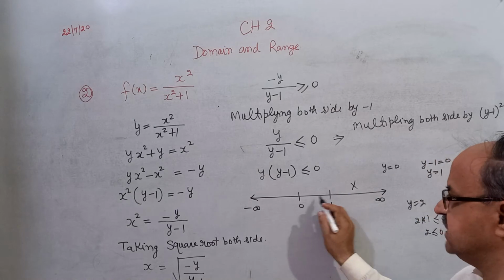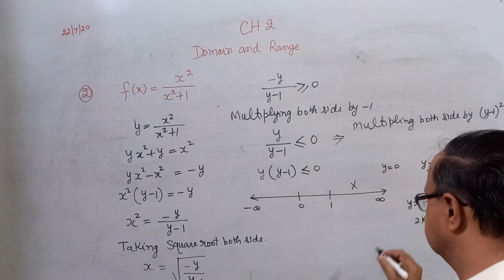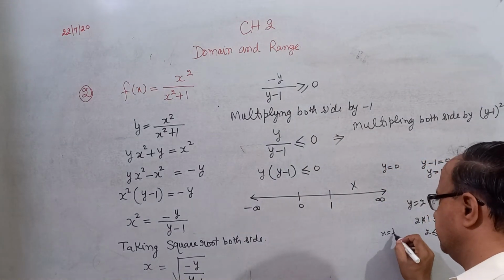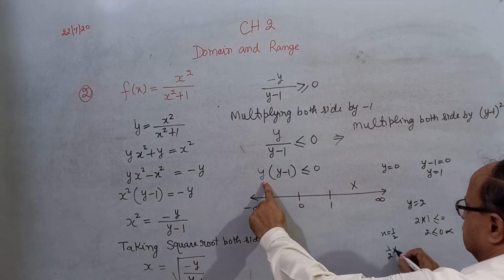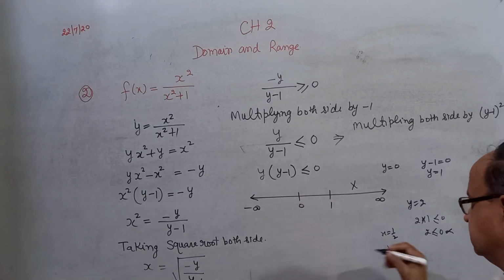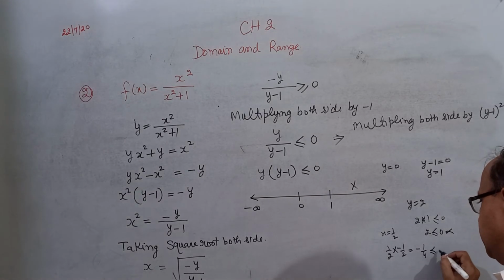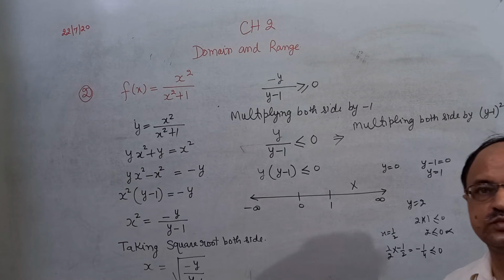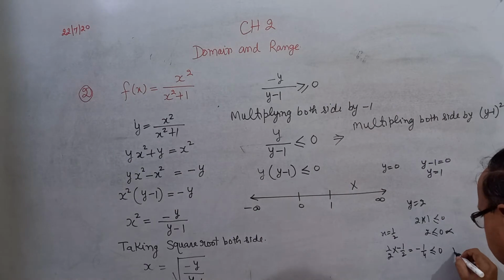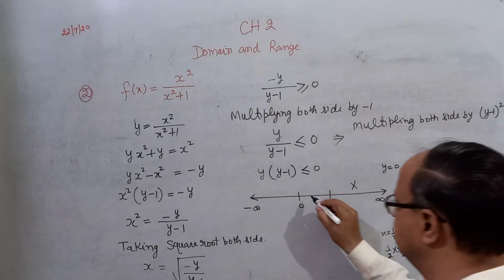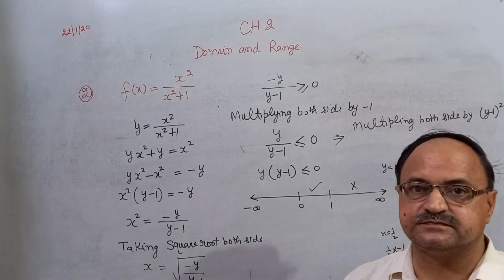Now you can choose any value from the interval 0 to 1. Suppose I choose 1 by 2. Put 1 by 2 into 1 by 2 minus 1, that is minus 1 by 2, giving minus 1 by 4, less than or equal to 0. Is it true or false? Minus 1 by 4 is less than 0, it is true. So this interval satisfies the given function.